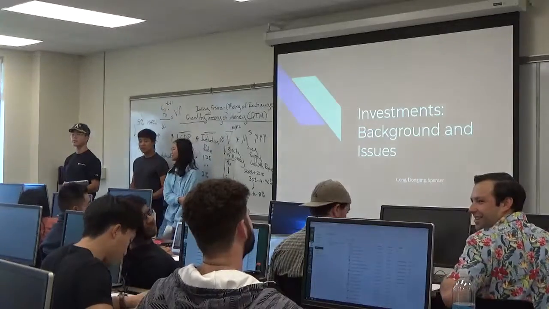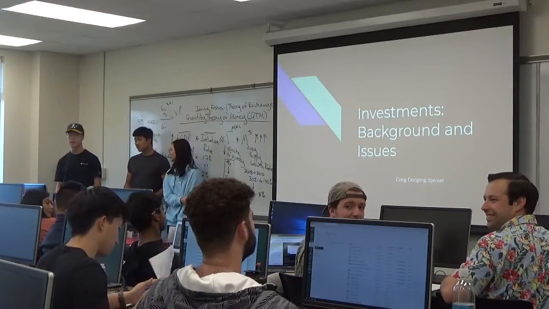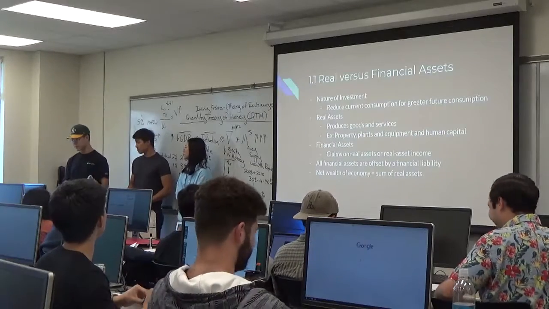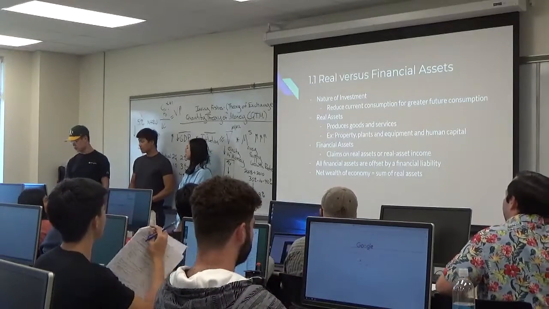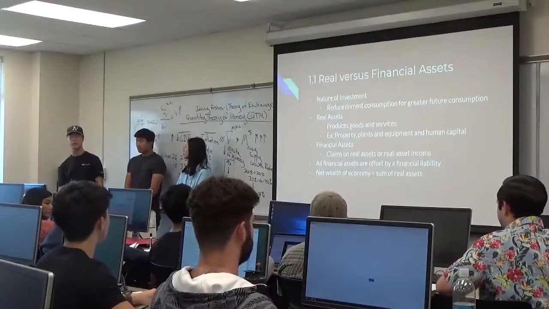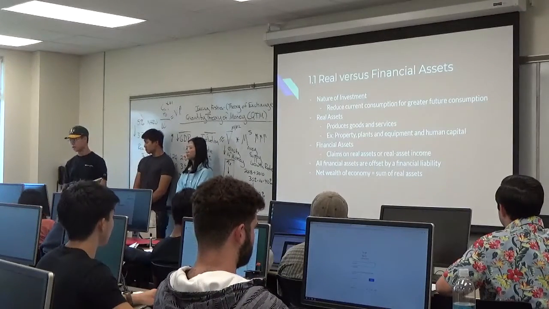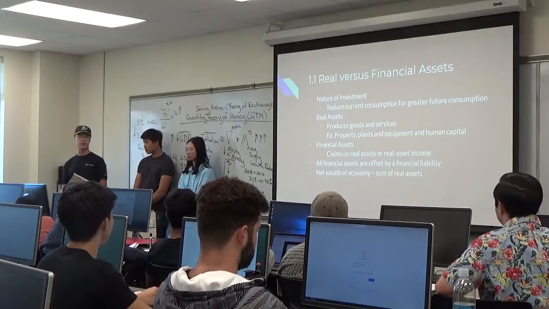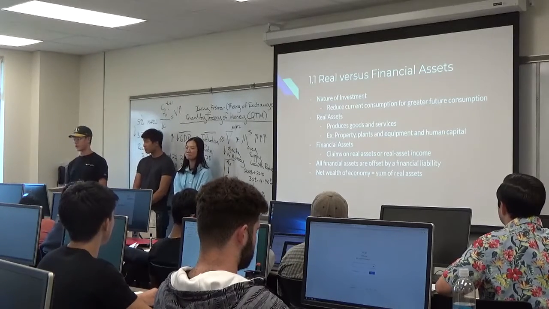All right, so we did chapter 1, just background on investments, and some additional terms. So 1.1 was again the definition. The nature of investment is essentially to reduce current consumption for greater future consumption. So basically giving up what you have now to benefit in the future.